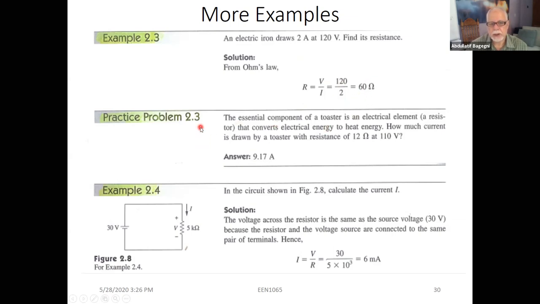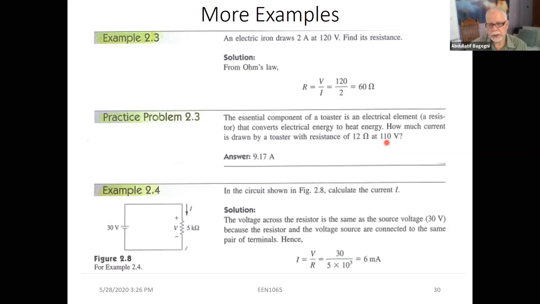Now, looking at practice problem 2.3: the essential component of a toaster is an electrical element, a resistance that converts electrical energy to heat. So the toaster that we use to heat up our bread or bagels basically converts the electrical energy into heat. How much current is drawn by a toaster with a resistance of 12 ohm at 120 volt? So we have the power supply connected to the toaster, and the toaster has 12 ohms. We need to find how much current will flow in that toaster.